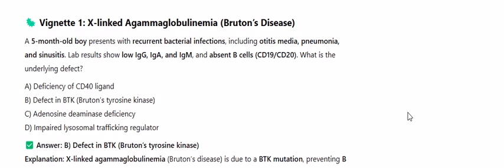A. Deficiency of CD40 ligand. B. Defect in BTK, Bruton's tyrosine kinase. C. Adenosine deaminase deficiency. D. Impaired lysosomal trafficking regulator. Answer B. Defect in BTK, Bruton's tyrosine kinase.